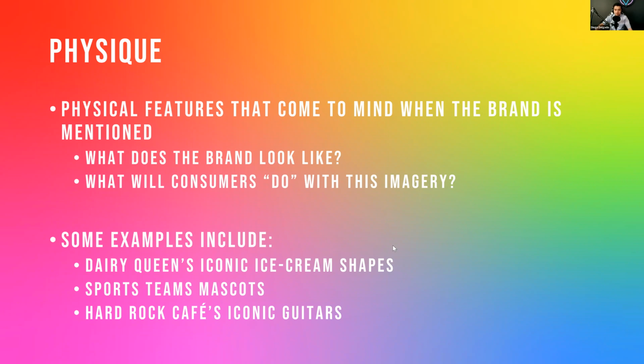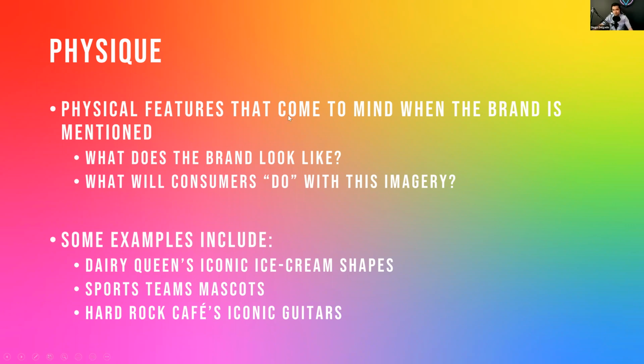Some examples that I like of physique are Dairy Queen's iconic ice cream shapes. Their soft serve isn't the usual star-tipped spiral kind of ice cream. It's kind of more domey almost. And when I think of Dairy Queen, I think of that. You could think of a sports team's mascot as part of the physique of the sports team's personal brand, or Hard Rock Cafe's iconic guitars. Those are just some examples of physique as they apply to some common brands.